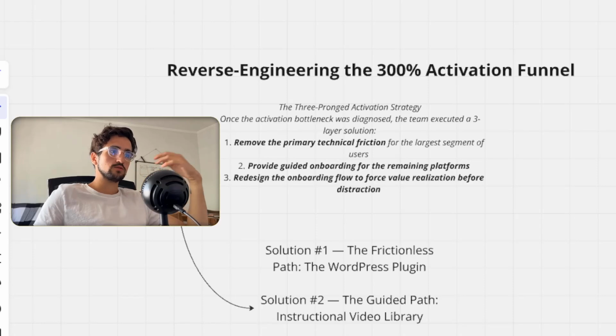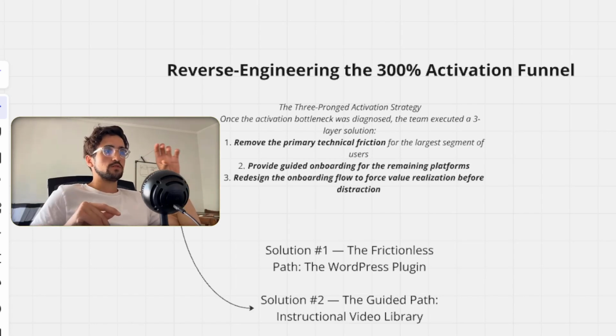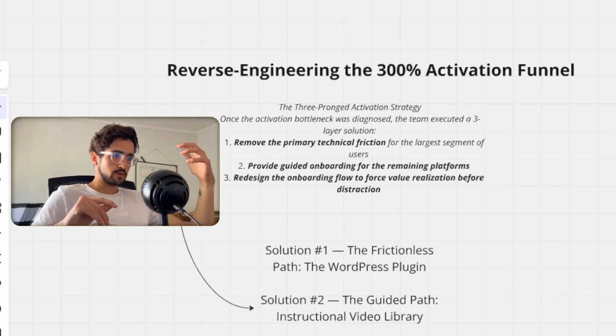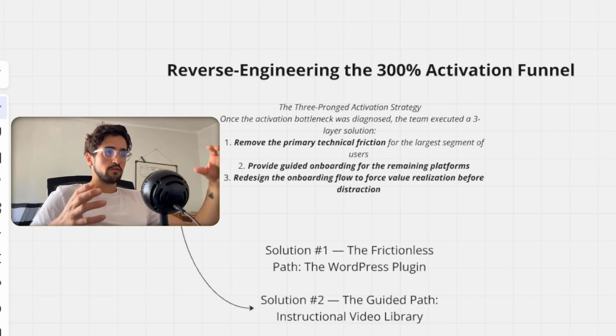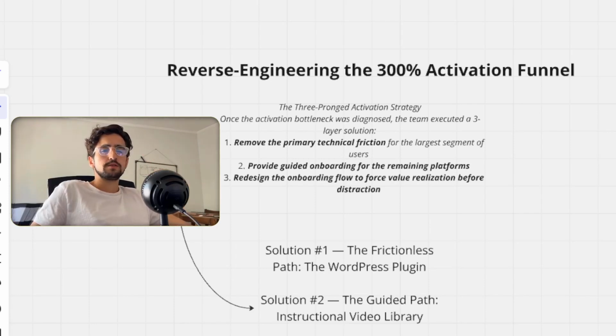So solution number two, the guided path, was about creating videos on how to do certain things. First of all, how to install on Shopify, then how to install on Squarespace, how to install in raw HTML, and finally how to install using Google Tag Manager. And the videos were very short, like 60 or 80 seconds.